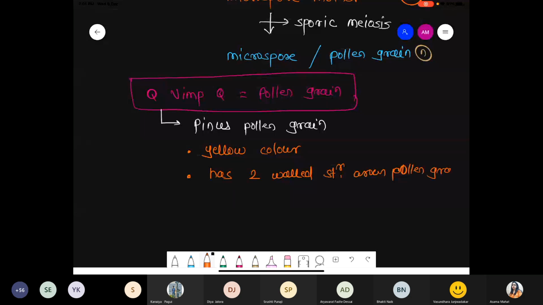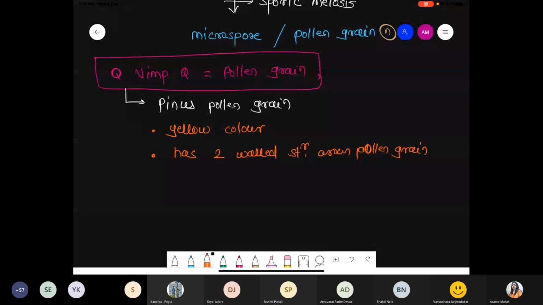And third one, such type of pollen grain is called the winged pollen grain. We discuss this part, winged pollen grain, because of extension of the outer layer. Due to extension of that outer layer, it is called the exine layer. So we'll discuss this part quickly. What is the meaning of the exine layer? What is the meaning of winged pollen grain, etc.